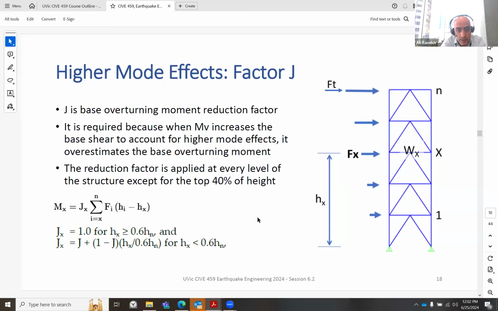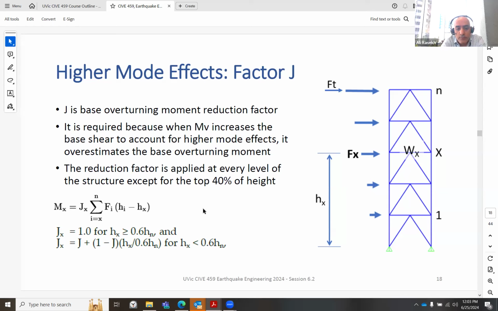So the higher mode effect, what is the factor J? J is the base overturning moment reduction factor. We reduce the overturning moment based on J, and it is required because when MV increases, the base shear increases to account for higher mode effects. The shear, we want to increase it, but we don't want it to cause overestimation of the base overturning moment.